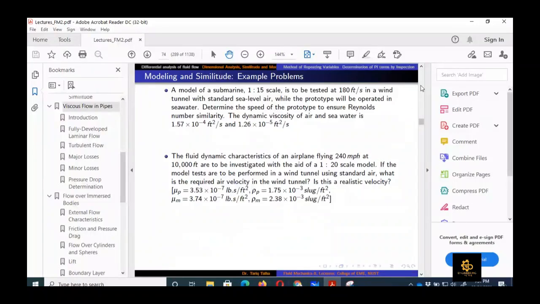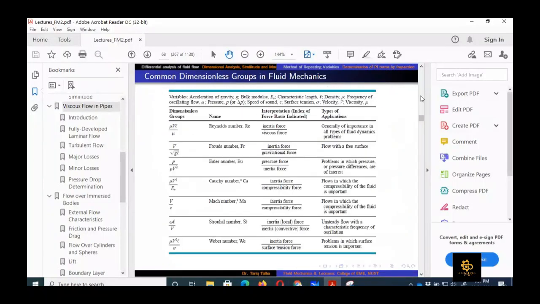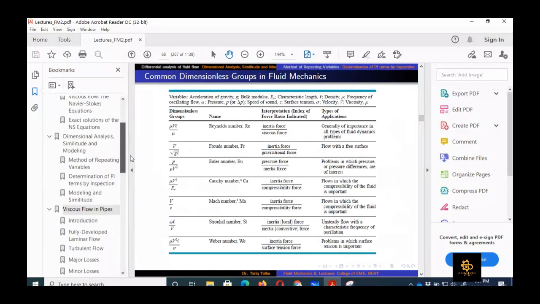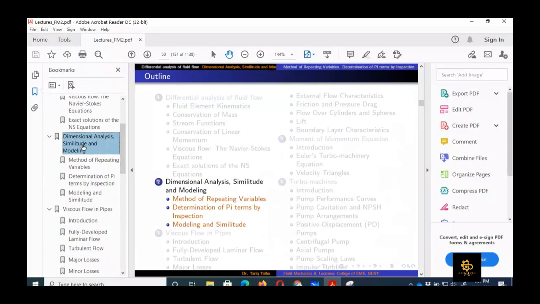Class, if we can recap quickly: in the last class, or in fact the last chapter, which is chapter number 7, we discussed dimensional analysis, similitude, and modeling. So basically, this chapter is related to experimental fluid mechanics. If we need to conduct experiments, first of all, we need to come up with dimensionless products, which are called pi terms. And for that, we discussed two methods. One was the method of repeating variables, and the other method was the method of inspection.